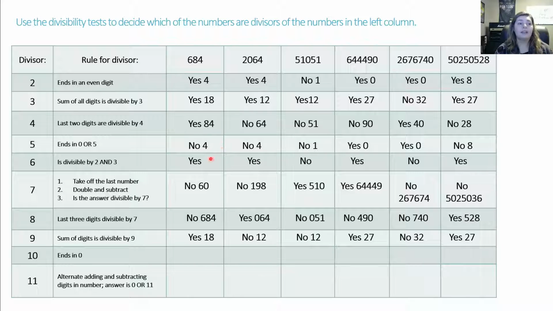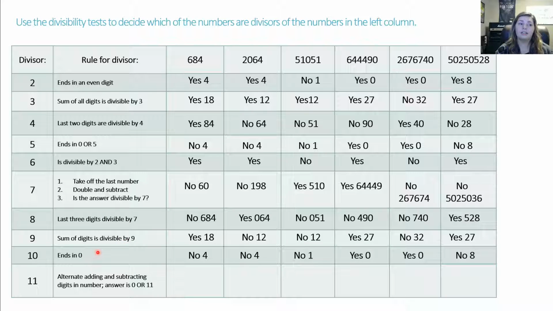So here we see the sum of all of the digits is divisible by 9. So if we add 6 plus 8 plus 4, it equals 18. 18 is divisible by 9. And then again, we're just going to go through here and find if it is. So again, another easy one.